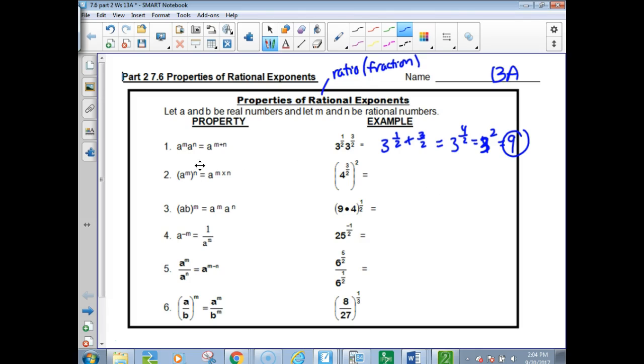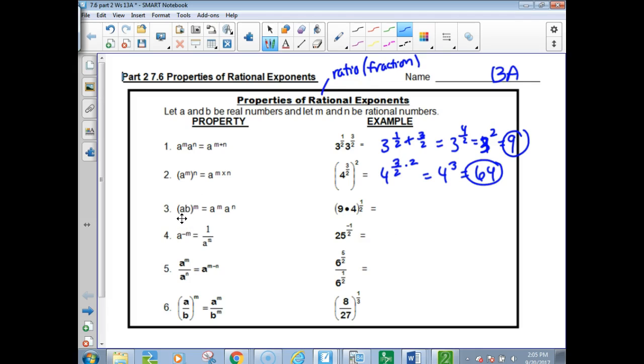The second rule is the power of a power rule. The last one was the product property of exponents. This is the power of a power rule. We multiply the exponents. So here, if we have 4 to the 3/2 raised to the second, we do 4 to the 3/2 times 2. The 2s cancel out, giving us 4 to the third. And then we can evaluate that, which is 4 times 4 times 4, or 64.